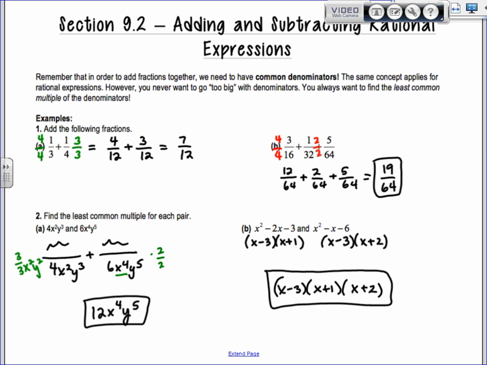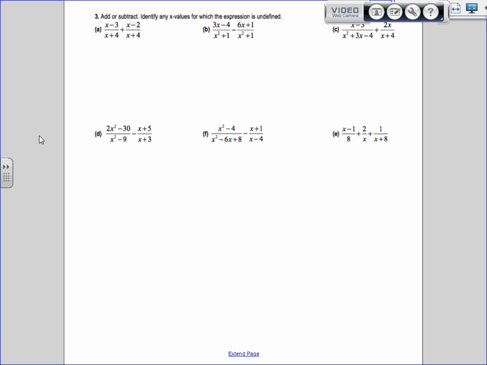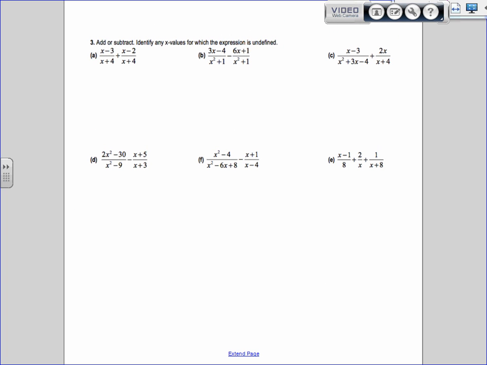All right, so let's actually put this into action. Let's actually add these rational expressions together. Okay, so we're always going to see if they have common denominators. If they do, we add or subtract. If they don't, we need to get them to have common denominators. So this first one, I have x minus 3 over x plus 4 plus x minus 2 over x plus 4. They have common denominators, right? They're the same. So we're good on that part.